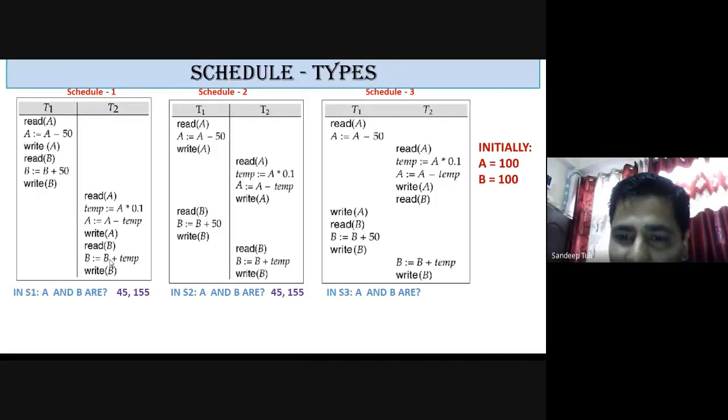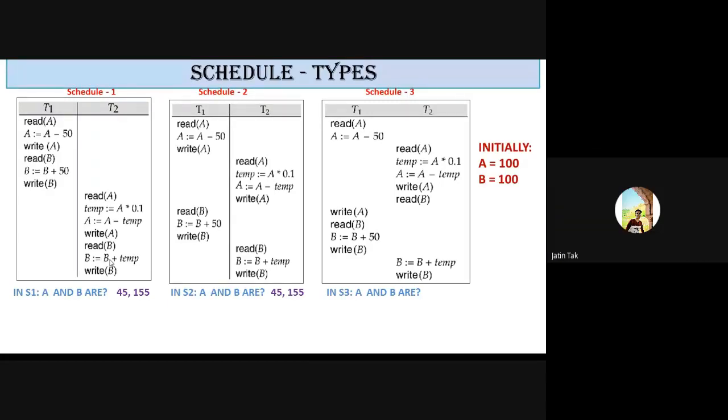Yes, 100. Good. As it is not written in T1, the write statement of T1 has not been executed till now. So it has not been updated to the disk. We have seen it; initially, I have explained it. So when T2 starts, the value of A is 100. Now calculate the value.